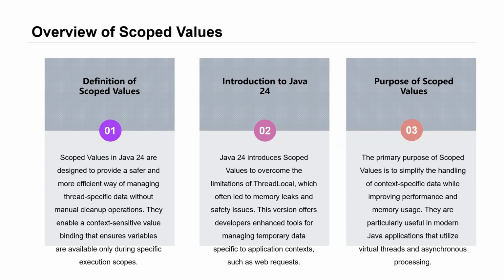The purpose of scope values is to simplify the handling of context-specific data while improving performance and memory usage. They are particularly useful in modern Java applications that utilize virtual threads and asynchronous processing. So this is the overall picture of scope values, how they differ from what we used before Java 24, that is ThreadLocal, and how we get more performance when using scope values.